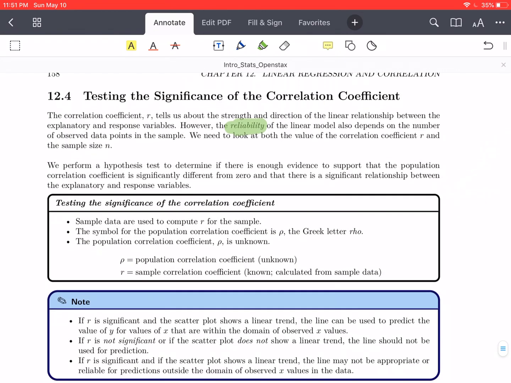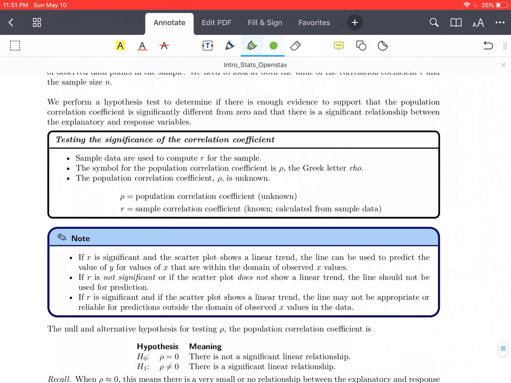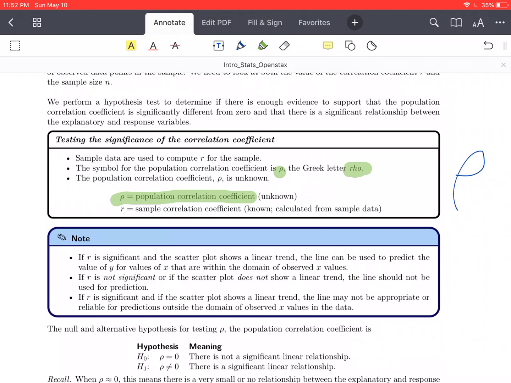Okay, so in order to determine if we do have enough evidence to support a linear relationship, we can run a hypothesis test. So we're going to test the significance of the correlation coefficient. Here we're looking at the population correlation coefficient, symbolized by the Greek letter rho. It looks like a p, but it's kind of rounded. That's rho. That gives us our population correlation coefficient, which is unknown, as a lot of population data are. And then r, of course, is the sample correlation coefficient that we can calculate ourselves.